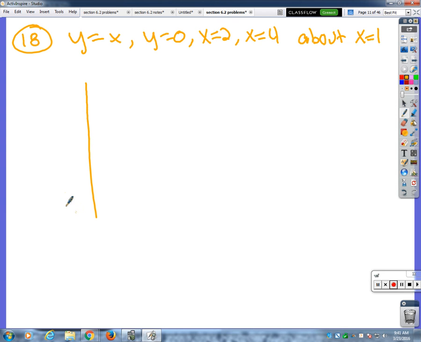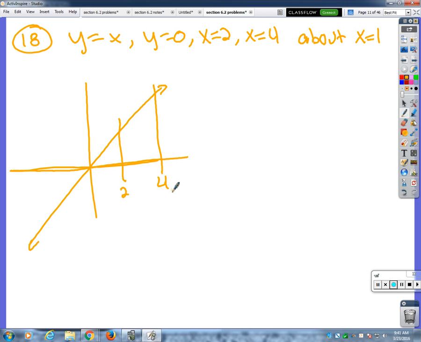Okay, so we've got y equals x, y equals 0, x equals 2, and x equals 4. And we're going to go around x equals 1. All right. So this time, no, this time we're going sideways again. So we have to do the y coordinates.